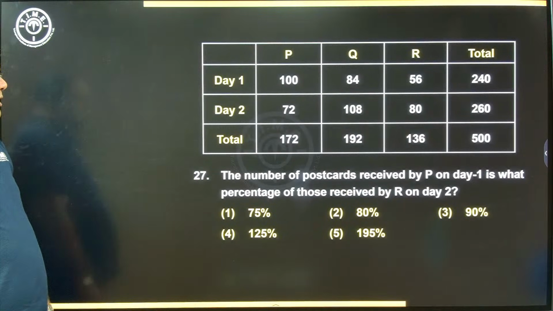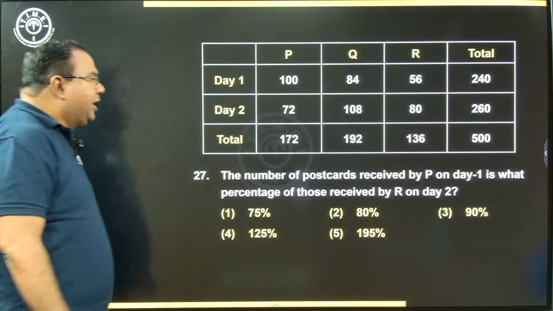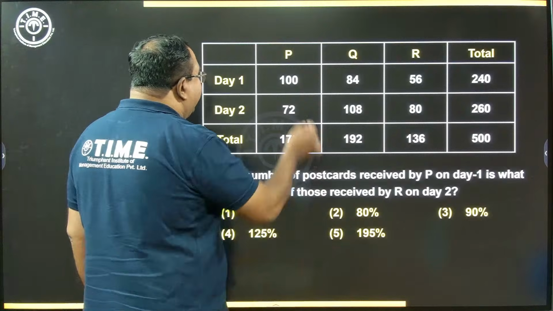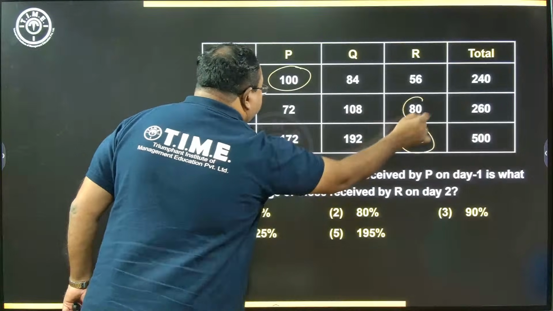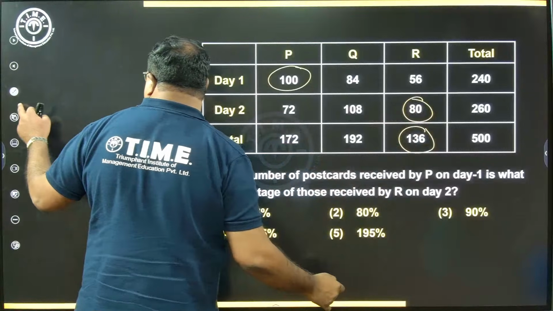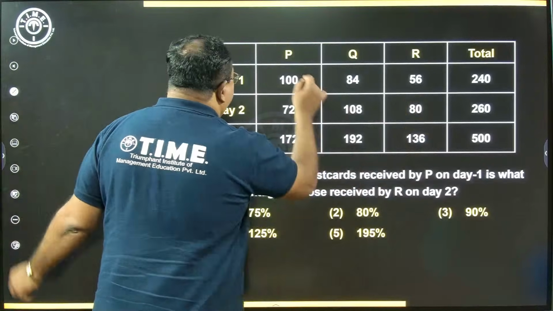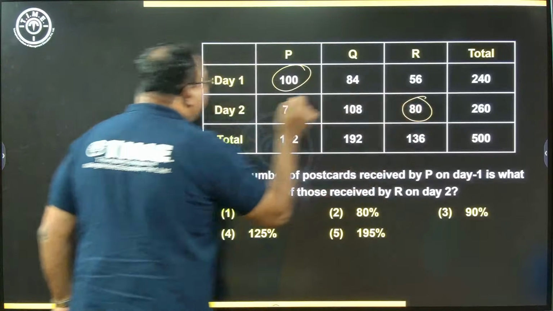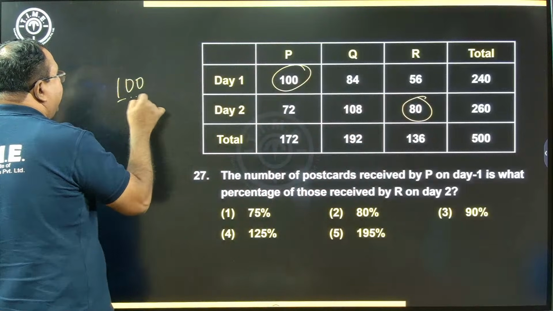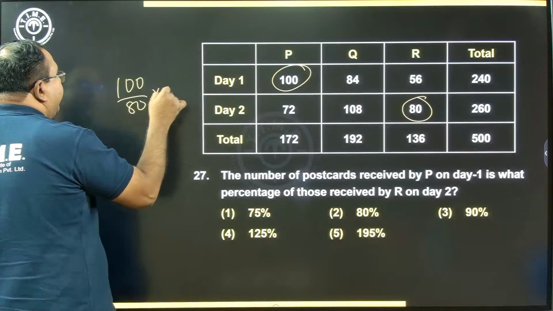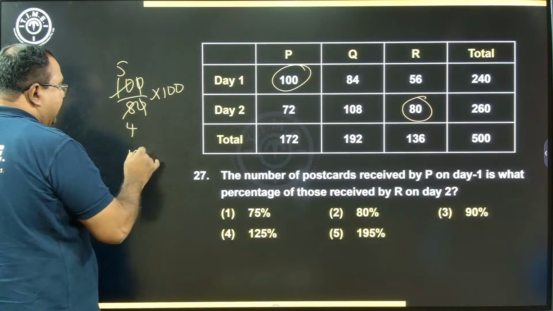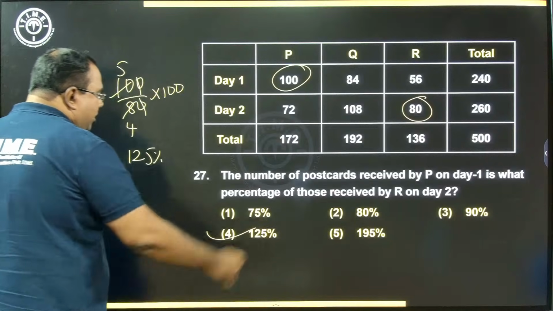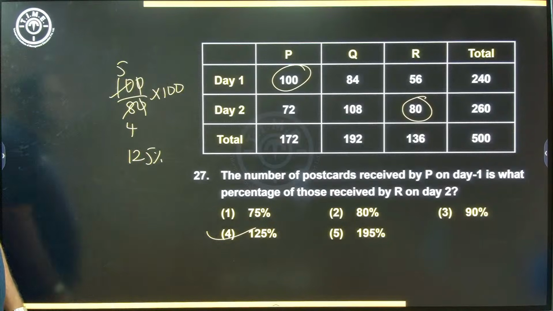Number of postcards received by P on day 1 is what percentage of those received by R on day 2? It is 100. Is what percentage of R on day 2? Sorry, this is day 2. P on day 1 is what percentage of R on day 2? 100 by 80 into 100. So this is 5 by 4. 5 by 4 into 100 is 125%. 125% is choice 4.